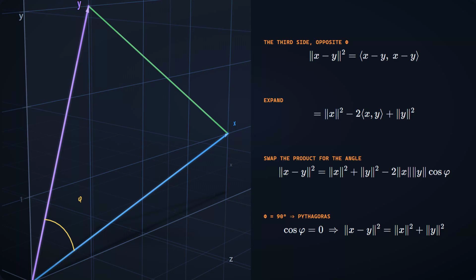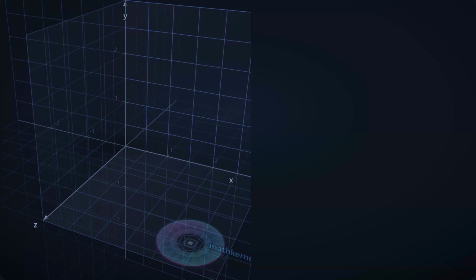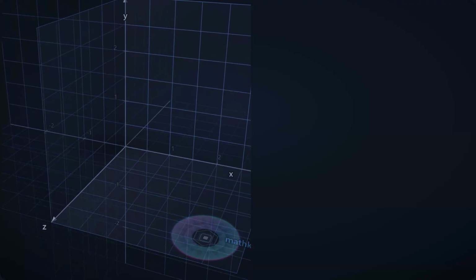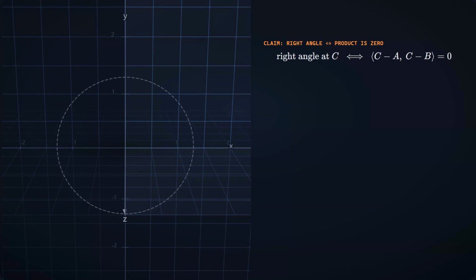Let's finish with a 2,000-year-old theorem, proved in 3 lines. Thales, put the two ends of a diameter at A and B, and pick any point C on the circle. The claim is that the angle at C is always a right angle. Always, any C on the circle, and the corner at C is a perfect 90 degrees.